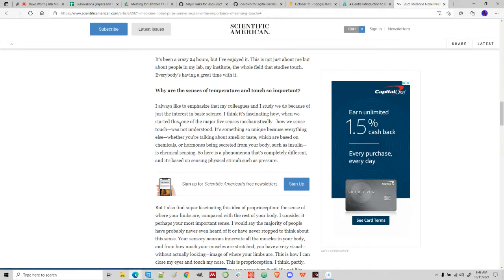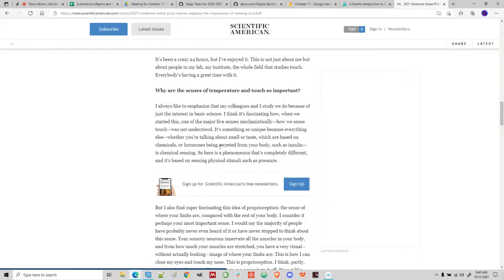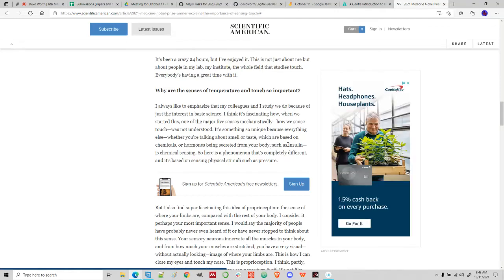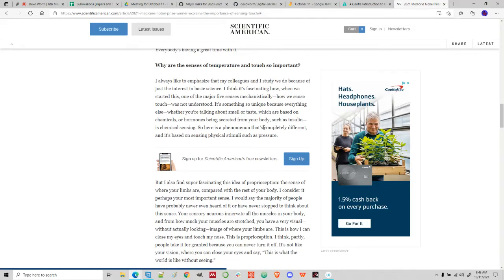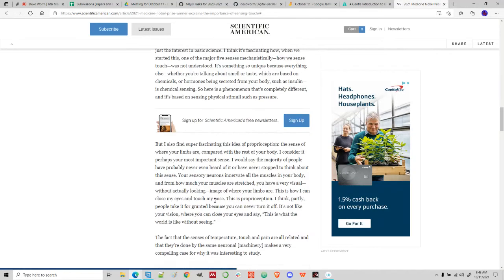It's fascinating how one of the 5 major senses, mechanistically, how we sense touch, was not really understood. It's something so unique because everything else, whether you're talking about smell or taste, is based on chemicals, or hormones being secreted from your body, such as insulin, which is chemical sensing. So this is a phenomenon that's completely different, and it's based on sensing physical stimuli such as pressure.